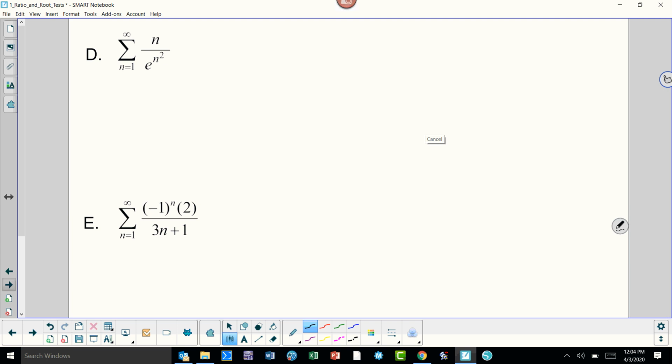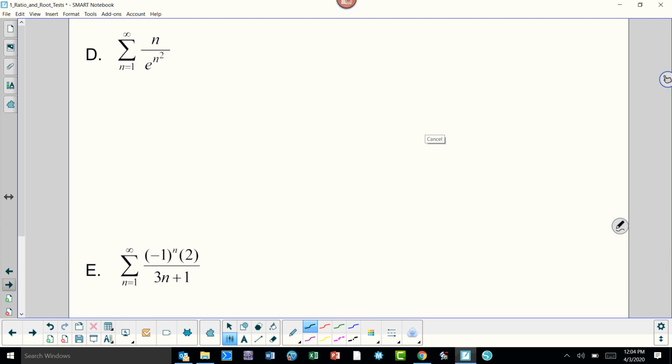So I see e over e to the n squared. Now that one's a little more difficult to figure out what to do right away. But if you think about something like the ratio test, there's no way I'd be able to cancel anything out, so that's not going to really work. I'm not going to want to do a comparison of any kind because I have no idea what to compare it to. So this one is actually going to be the integral test.